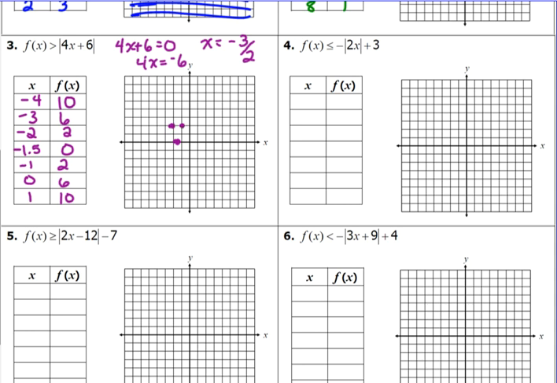Negative 2, positive 2, negative 1, positive 2, 0, 6, and negative 3, 6. This one does not have the equal to. It's kind of hard to make this one dashed, but just do your best. Just make sure it's not a solid line. This one is greater than, so we're shading above, so that means we shade in between. That's about as good as mine's going to get without it just looking like a big, huge blob and the dashes blending with the shading.